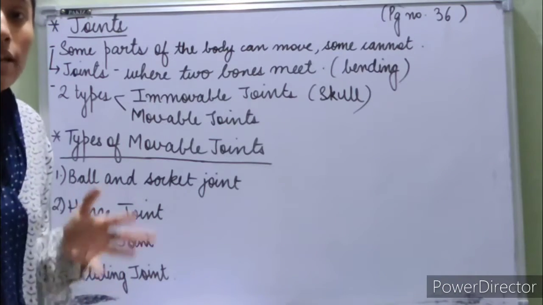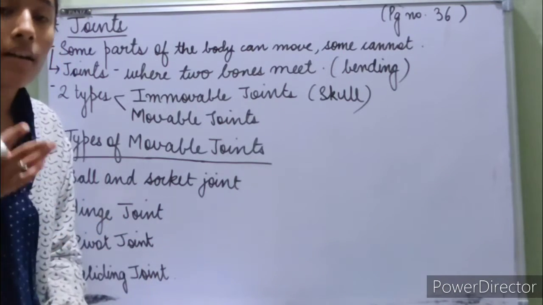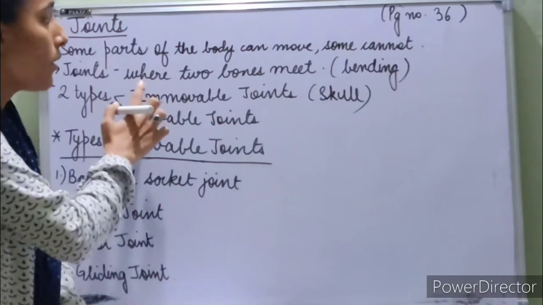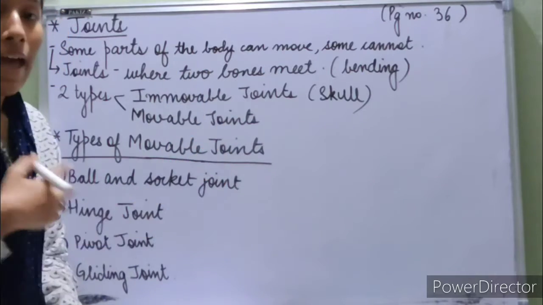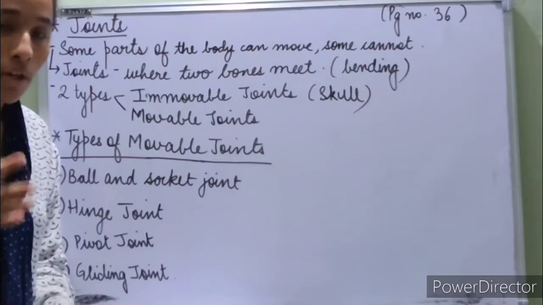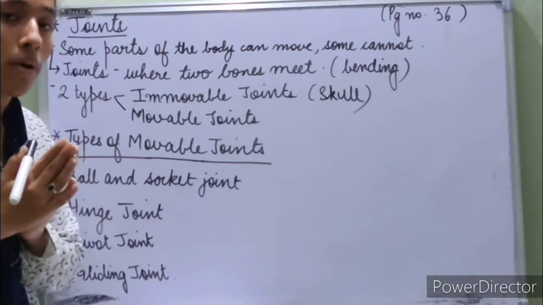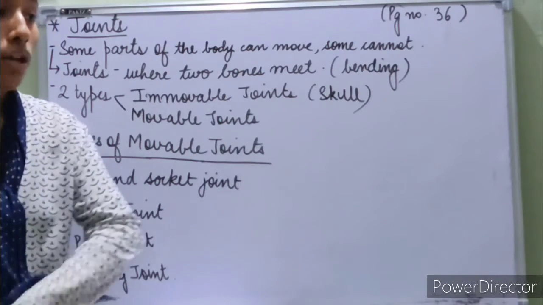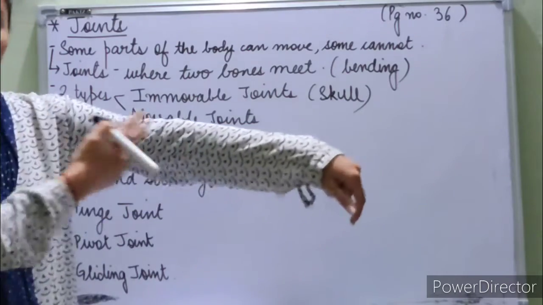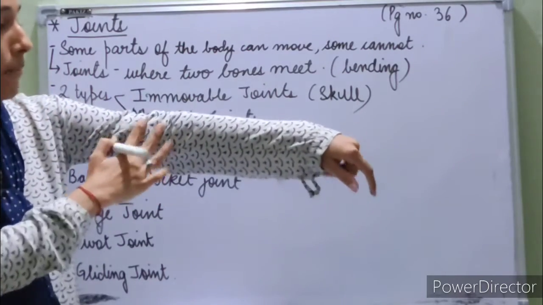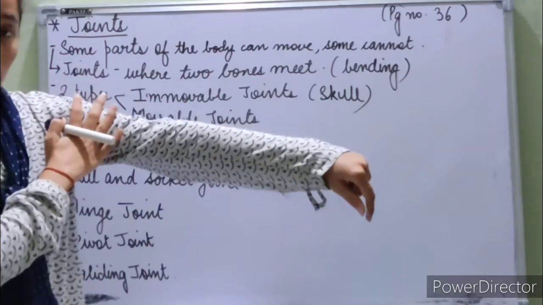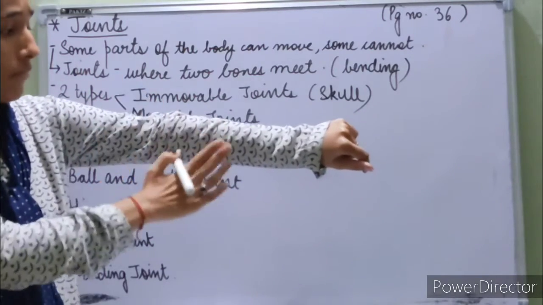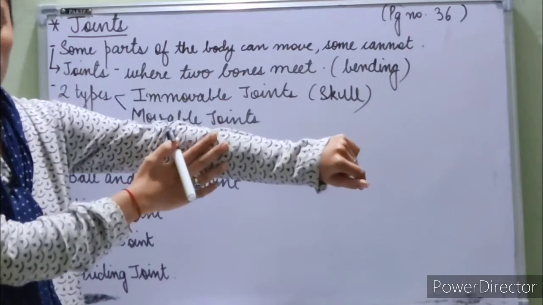So what are joints? Joints are the place in the body where two bones meet. So joints are where two bones meet. And because two bones are meeting over there in the joint, they enable us to bend. For example, if we look at our arms, so this is my arm and this is my forelimb. This is my upper arm and this is my lower arm.